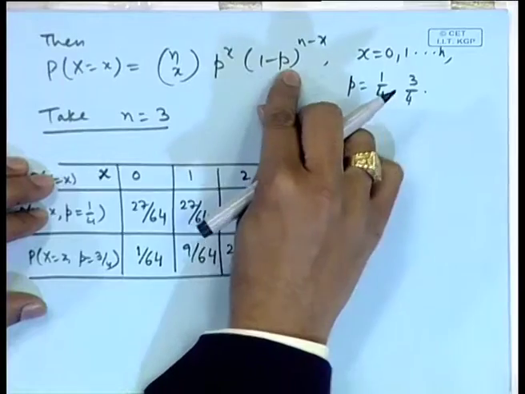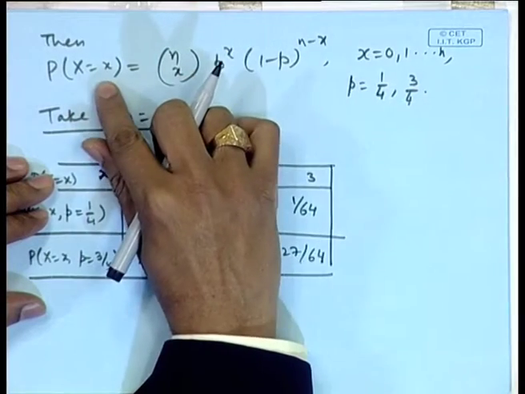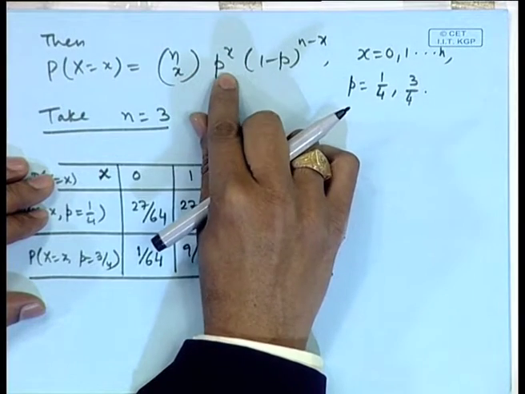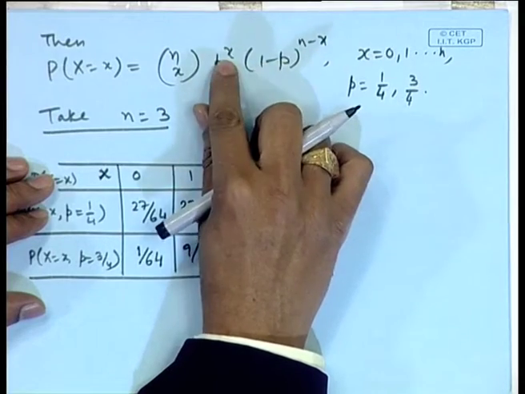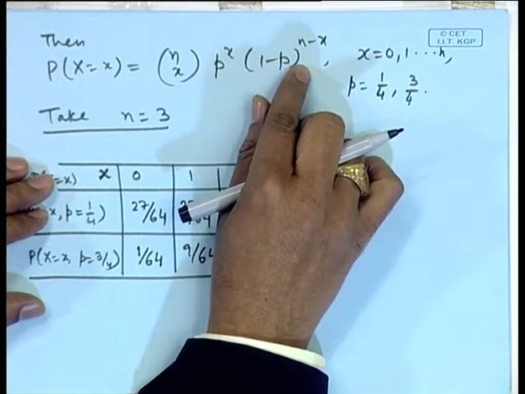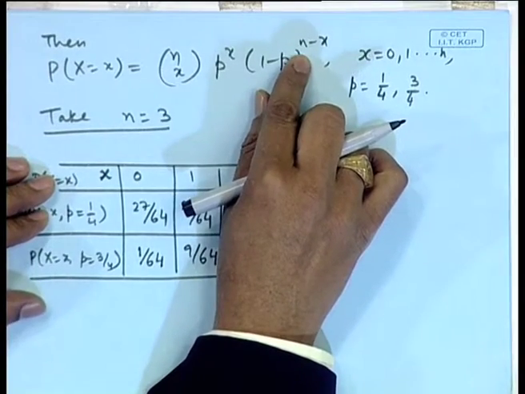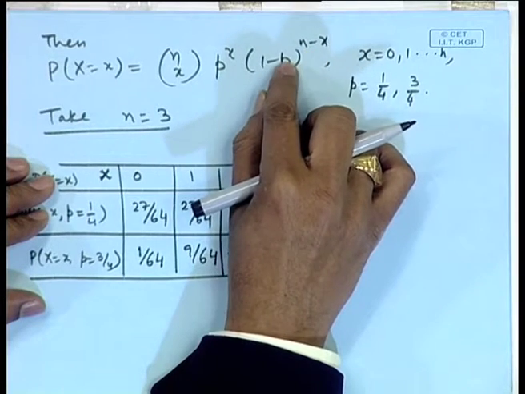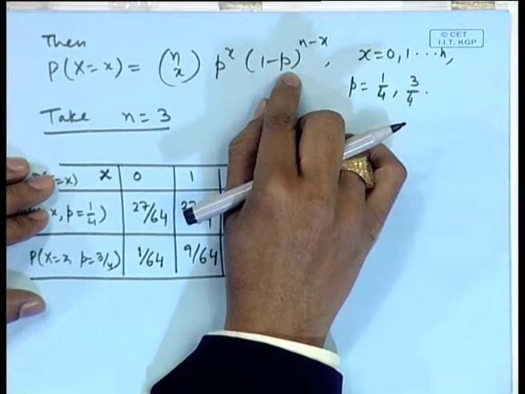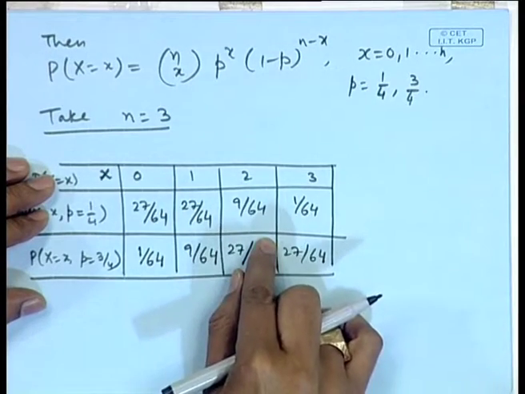So, what is nCx p to the power x, 1 minus p to the power n minus x? Actually, this is the probability mass function of the random variable x. Here, we consider p to be the unknown parameter and x is the random variable, so small x is the values of that random variable. Now, I am giving a different interpretation to this. I am calling it the likelihood function for different values of p, and I am looking at that value of p for which this is maximized.